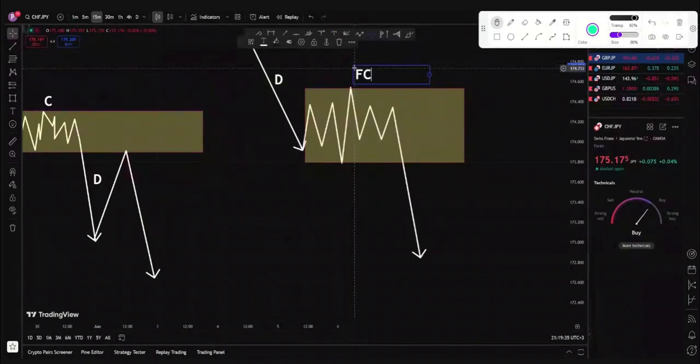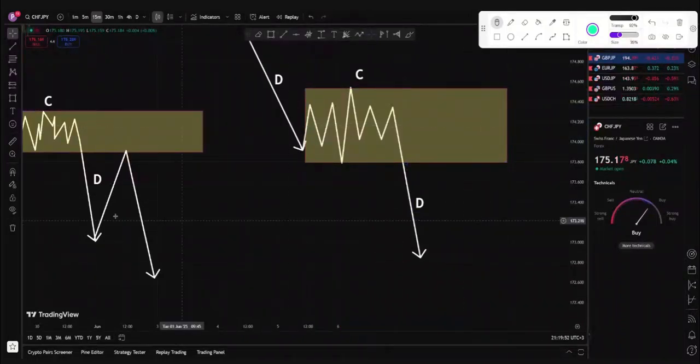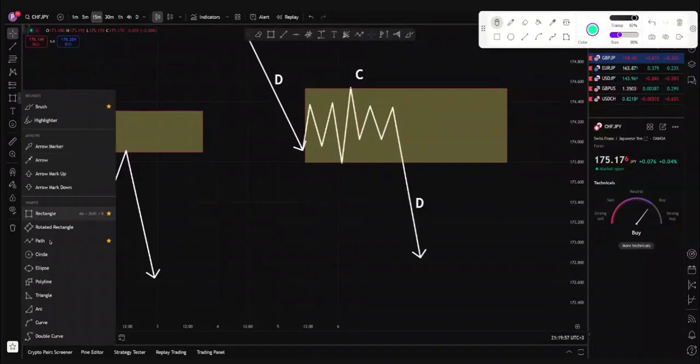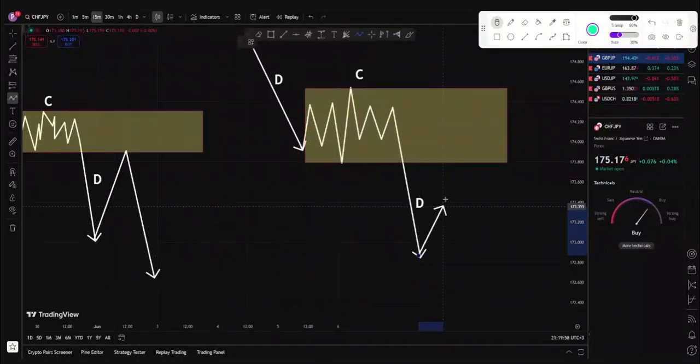Then after the consolidation, what happened? Price came and dropped again, so we label that with a capital D once again. So when you hear someone say I'm trading DCD, know that they trade drop, consolidation, drop. What is he waiting for? He is just waiting for the price to come back to that consolidation zone. Then he takes a sell position like this. He waits for the price to come and test there, then enters sell positions. So you go in for sell positions here.